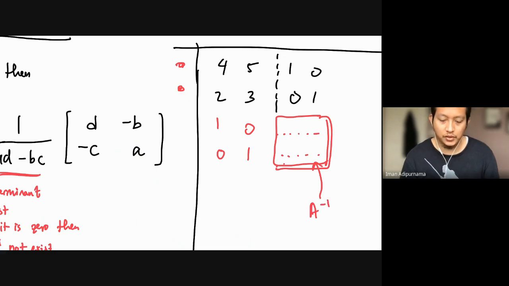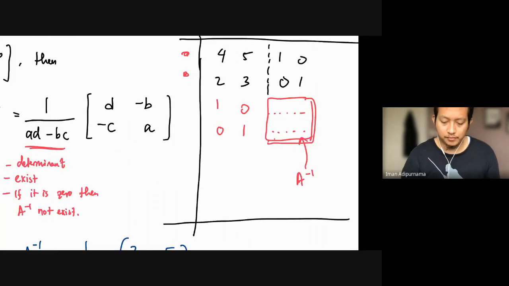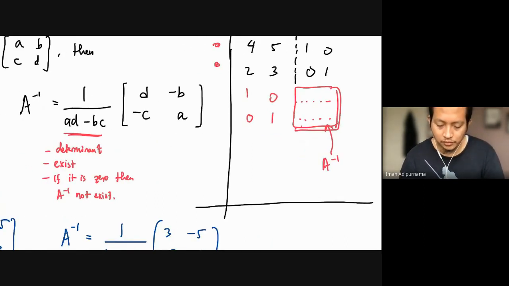Okay, so maybe how to make this 4 becomes 1. Maybe we need to divide by 4 first, or maybe we start from this 2 to make it 0. How do we make it 0, right? So for example, if we want to multiply by 2, 4, and we start to subtract, maybe first we can divide by 4: 1, 5 over 4, 1 over 4, 0.